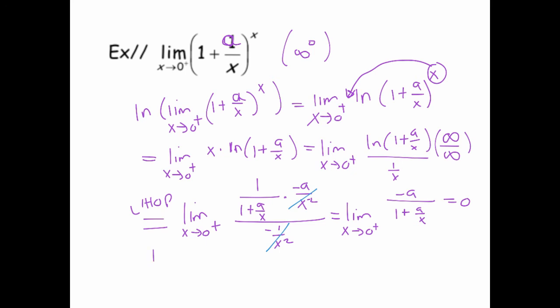So our actual answer is going to be e to the 0, which is 1. So you can see that whatever that a is, whether it's a 1 or not, it doesn't matter. As you approach 0 from the right, you're still going to approach 1.